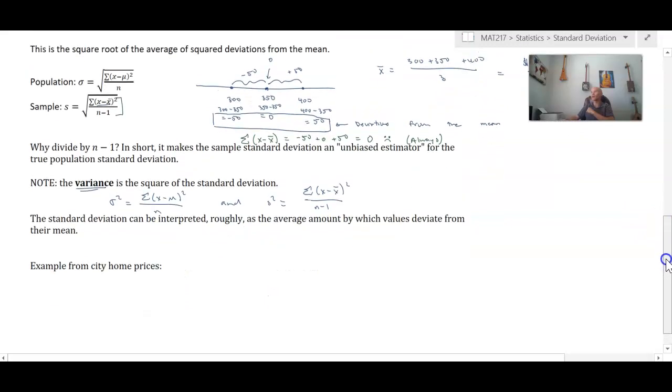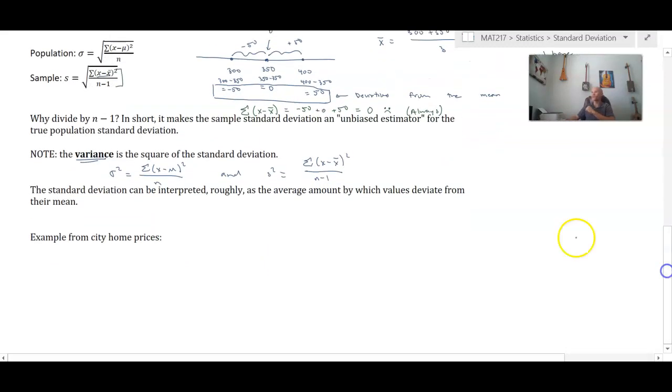So, an example from the city homes. Let's take a look at this very first one. And here's an easy way to write these all out. First of all is just to list the values.